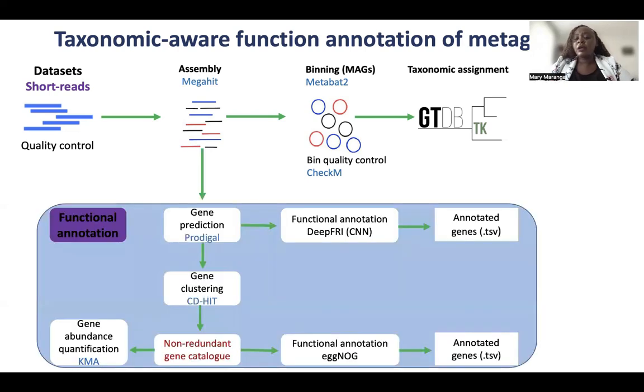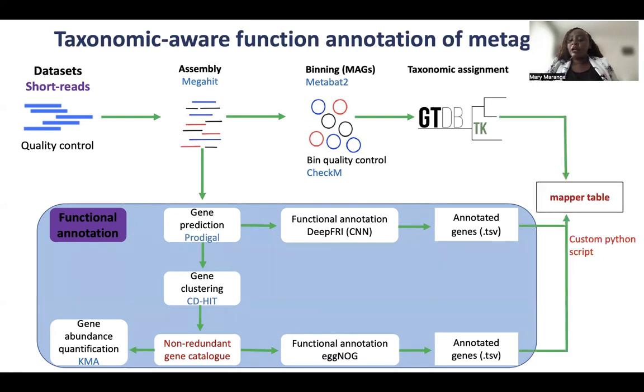For the functional annotation, we first predict genes using Prodigal, and then cluster these genes based on sequence similarity at 95% using CD-HIT to generate our non-redundant gene catalog. For the functional annotation, we use two complementary approaches. First approach is the deep learning method DeepFRI. Here we use CNN-based DeepFRI. We then benchmark DeepFRI using a commonly used orthology method, eggNOG. We further quantify our gene abundances by mapping short reads into our non-redundant gene catalog using KMA. This is what we use to quantify our gene functions.